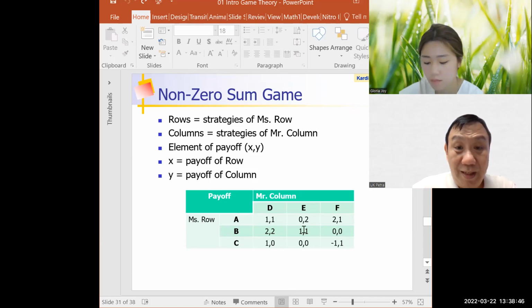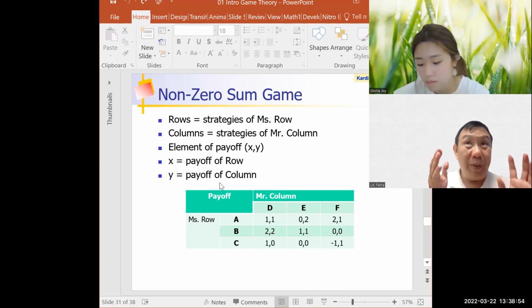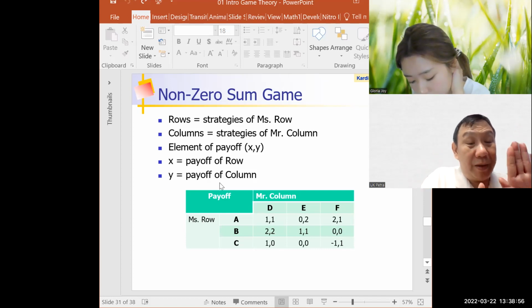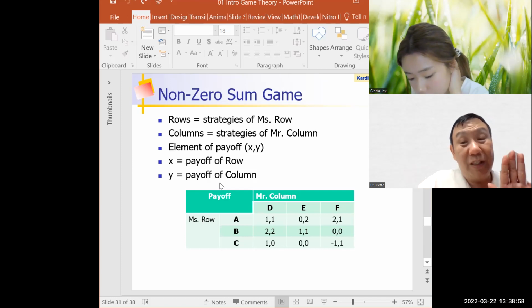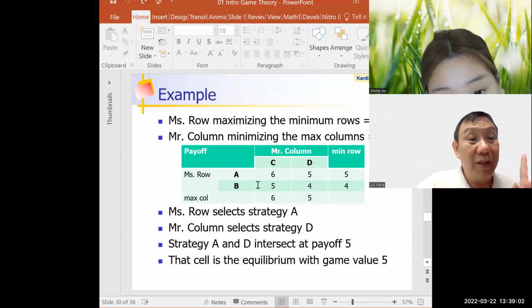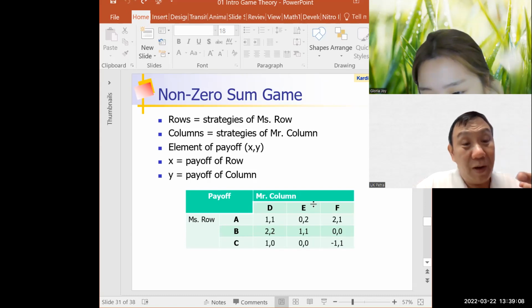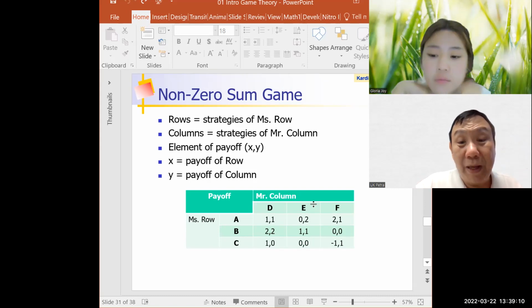So in that case, you will have two payoffs. Why? Because in a zero-sum game, the gain is equal to the loss. So you can just represent it as one of the players, right? With this row, in this case. But if you have a non-zero-sum game, you have two payoffs, right? One is for the row, the other one is for the column, right? Because this is two players.